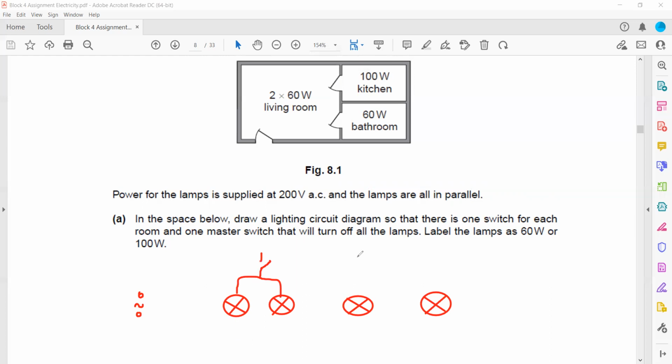Then as all the lamps are connected in parallel, for example, this is a lamp in the kitchen and this one is a lamp in the bathroom, and we label each lamp. For example, the lamp in the bathroom is 60 watt, in the kitchen it is 100 watt, and in the living room there are two 60-watt lamps, and they are all connected in parallel. So parallel means they will work independently, with a separate connection for each lamp from the battery.